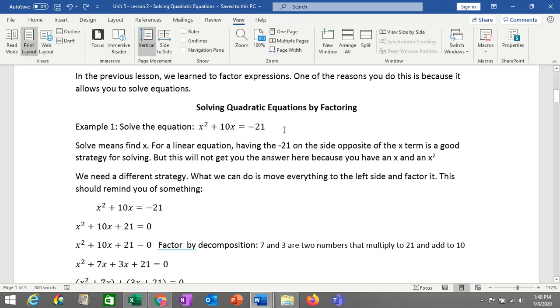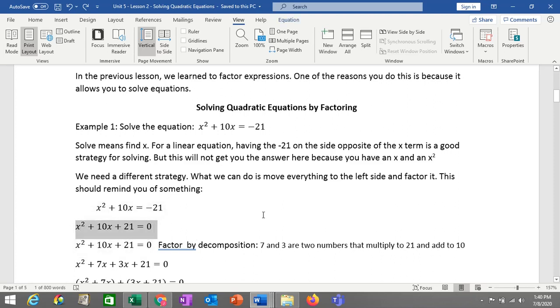But you're not going to get the answer doing that if you have a quadratic equation because you have an x squared and an x. And you can't isolate x when you have both of these terms. So you need to do something different. What you're going to do is bring the negative 21 over to the same side as the 10x, and keep everything on one side. Since you move the 21 over to this side, you now have 0 here. So it'll look like that: x squared plus 10x plus 21 equals 0.